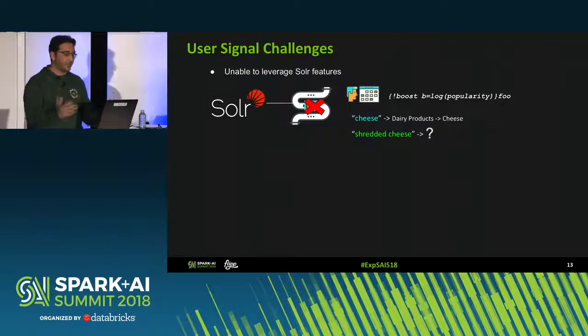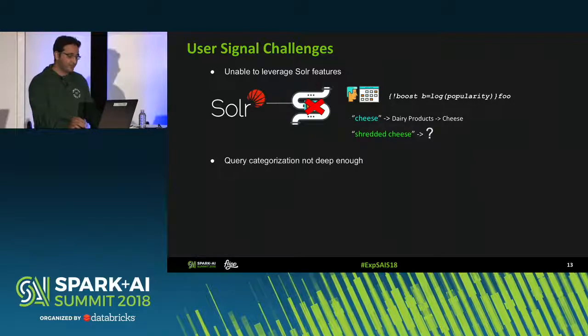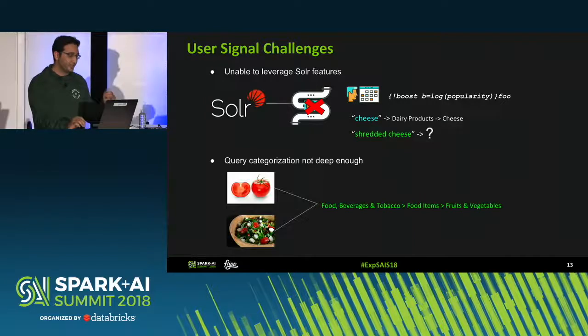Furthermore, our query categorization algorithm was only able to categorize queries which it had seen before, and was not able to correctly categorize entities which were partial or variations. Let's say in this example, shredded cheese is a small variation of cheese, and it should have the same category as cheese has, but it was not able to do that. Secondly, the query categorization was also not deep enough. Even if we did do query categorization correctly, the categorization was not deep enough for us to reap benefits from it. So let's look at an example for that.